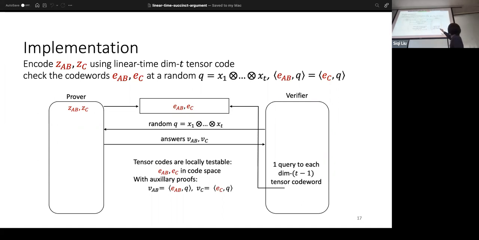Essentially, the one thing I want to note here is that this verifier makes queries to EAB and EC. And I talked about how EAB and EC are dimension T tensor code words. Dimension T tensor code words can be thought of equivalently as a collection of dimension T-1 code words. It's just like a matrix: I can think about it as a collection of columns. In the same way, I can think about it as a collection of dimension T-1 tensor code words. And the query pattern that we have here is that we only make one query to each of the dimension T-1 tensor code words. It might be a bit confusing, but I have to introduce this because of some requirement on the construction later.